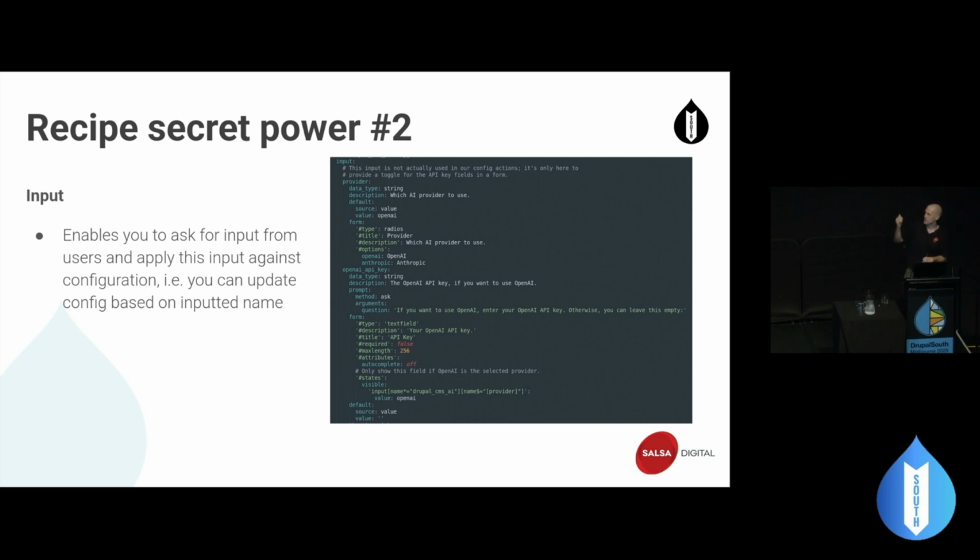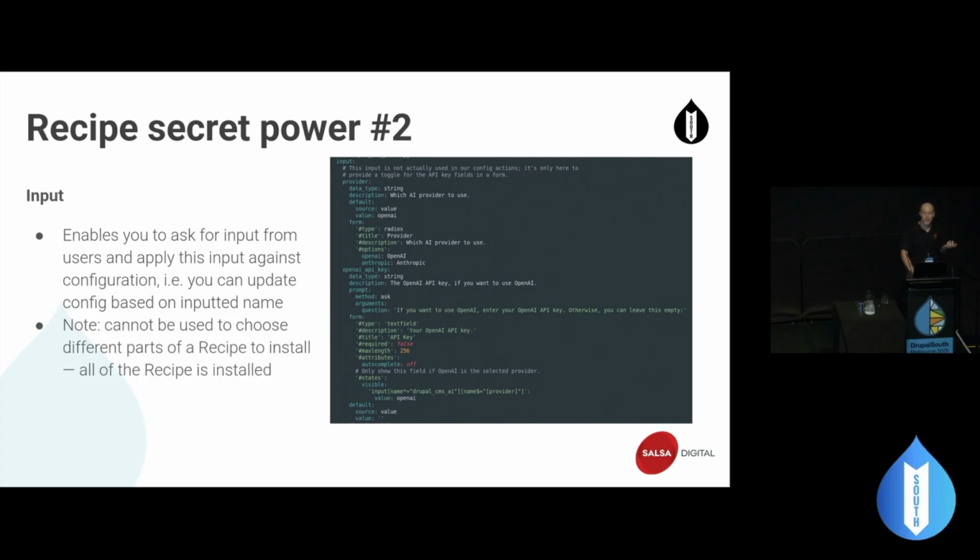If you're familiar with the form API, you can see that there's a form element there, and it uses the form API to ask questions in the UI. Within the CLI, sorry, it's a bit technical, but there's a Symfony style input, and you can configure either the drush command to ask questions or the configuration form we saw through Project Browser to get the input. Now, this enables you to update the config based on inputted names, like field names, but there are certain limitations to what you can do with the input.